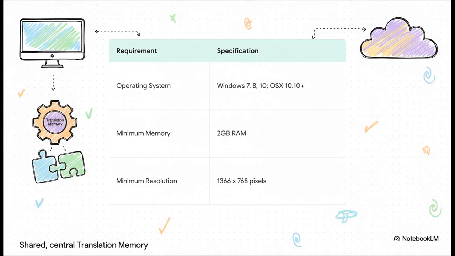Now, because this is an installed application, it does have some system requirements. You'll need at least 2 gigs of RAM, and it runs on most modern Windows and Mac operating systems. But hey, that's the trade-off, right? For that, you get all that raw processing power right there on your local machine.